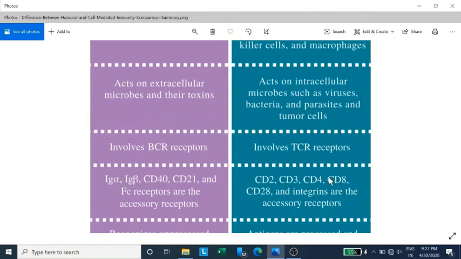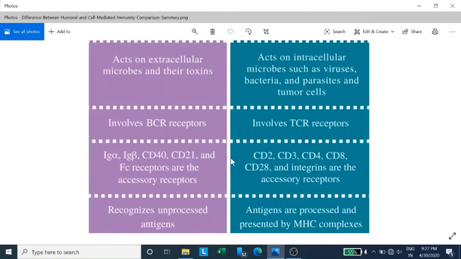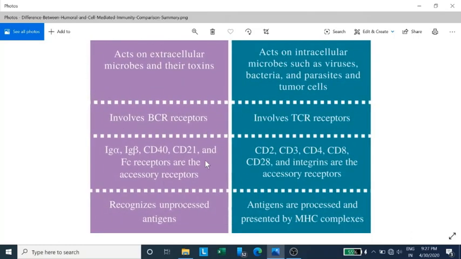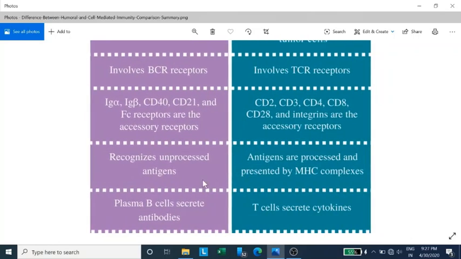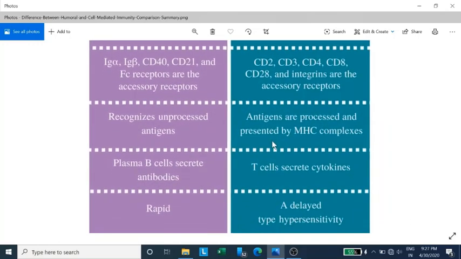Okay, other differences include the receptors. Here you find BCR receptors, the B cell receptors, and here you find TCR, T cell receptors. And also in the other receptor molecules, you find some differences between humoral and cell mediated immunity. Humoral mediated immunity recognizes the unprocessed antigens, whereas in T cells, the antigen is processed and then presented by the major histocompatibility complex molecules.